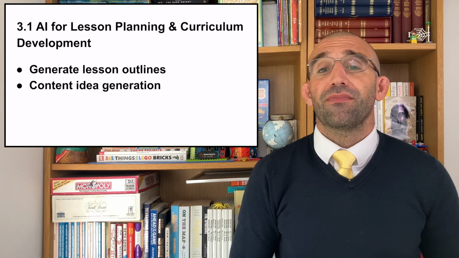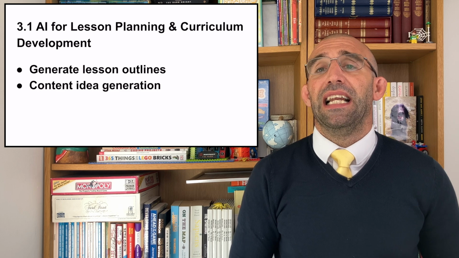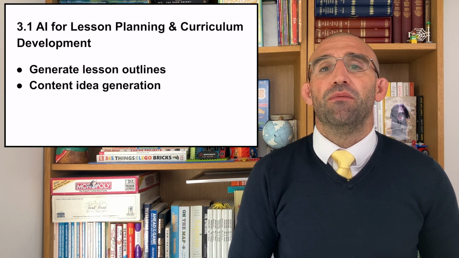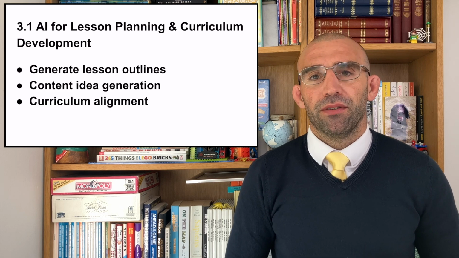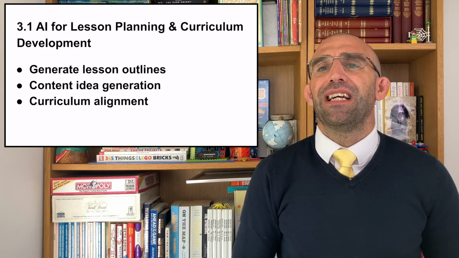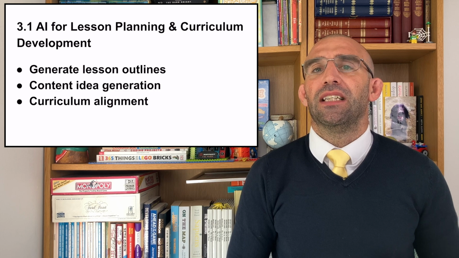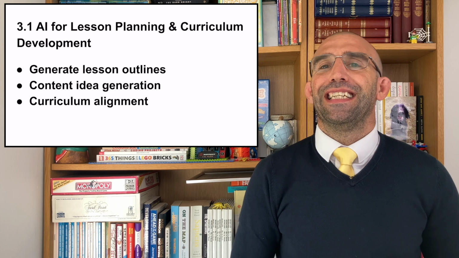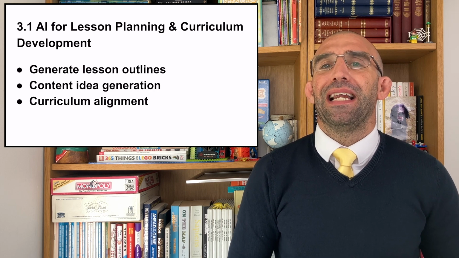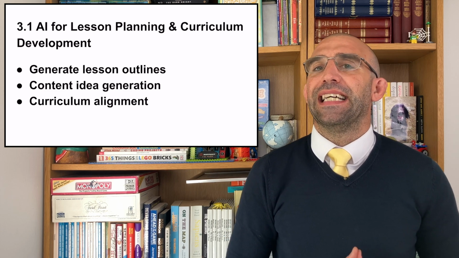Content idea generation. AI can brainstorm ideas for differentiated instruction, cross-curricular links, or engaging activities, whether that's role play, debates, or project ideas. Curriculum alignment. While not yet perfect for direct curriculum mapping, AI can help analyse learning objectives and suggest relevant content or assessment ideas that align with specific standards. All this results in significant time saving, reduction in planning burden, and access to a wider range of ideas for more diverse and engaging lessons.